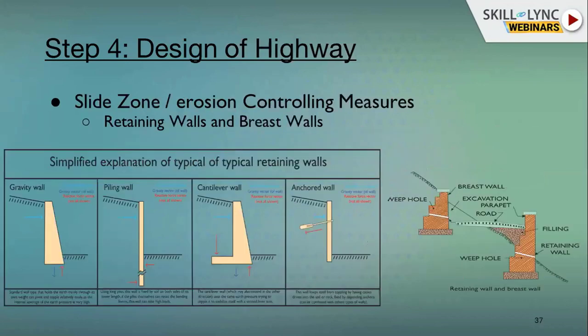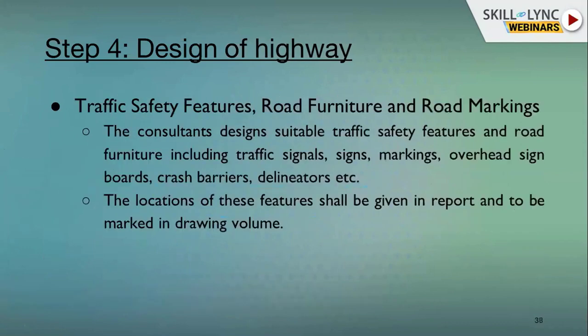So there are erosion control measures like these four on the left side. These are various types of retaining wall. And this is the hillside. On the hillside we can go for the breast wall, and on the valley side we can go for retaining wall. Much detailed discussion can be done on that, but right now I will leave it here, just pointing out that these are also part of detailed design. Then traffic safety measures, road furniture, road markings are also to be designed at the detailed design stage.